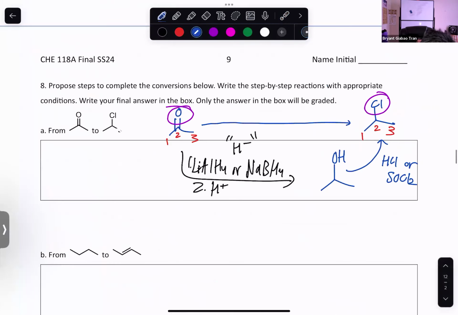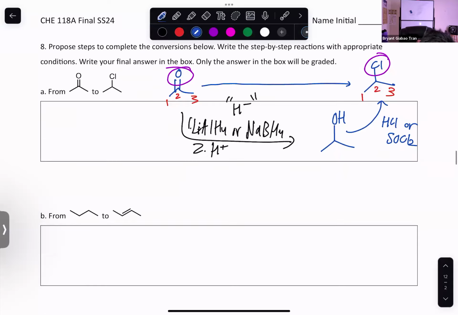Wait, why the step-by-step reactions? Oh, so for Ling's class, I think he wants you to do it like this.